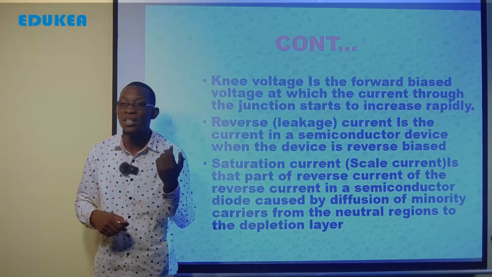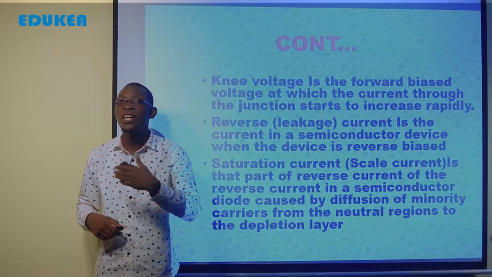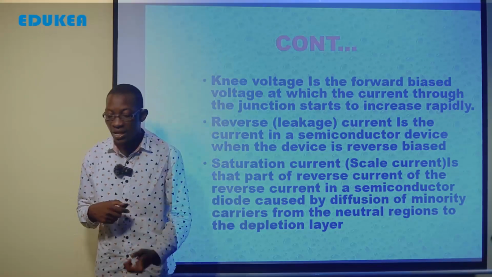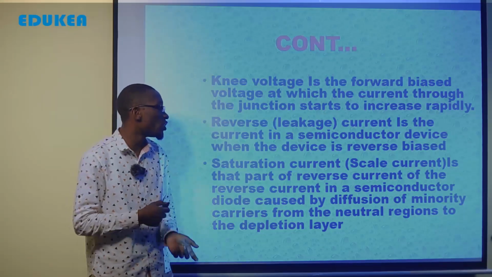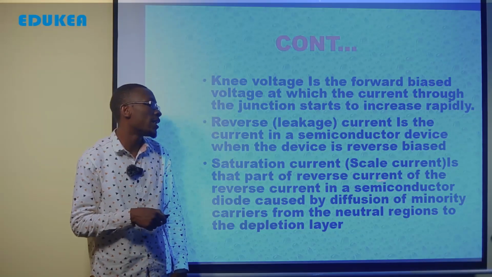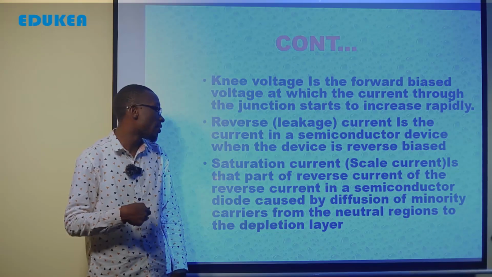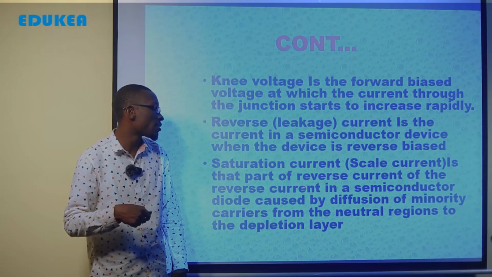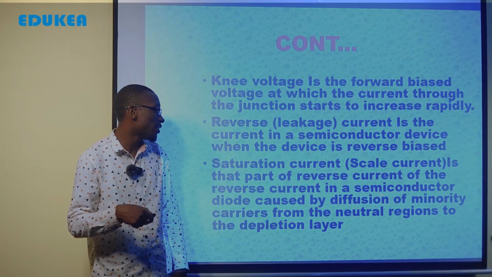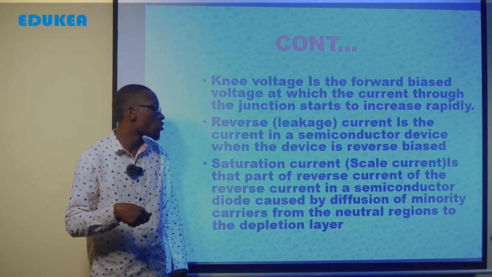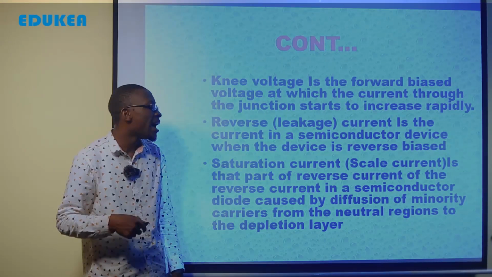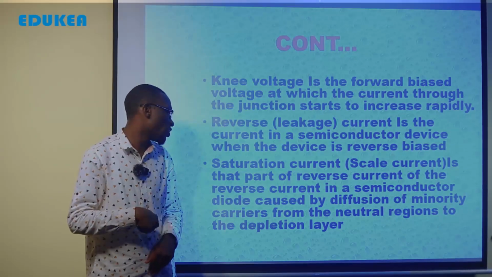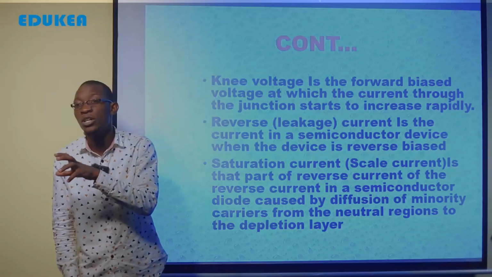So kuna kitu kinaitwa saturation current. Saturated current or saturation current ni nini? Tunasema au sometimes wanaita scale current. Tunasema is that part of reverse current, kwamba ni kisehemu kidogo cha reverse current in a semiconductor diode caused by diffusion of minority carrier, ambayo inasababishwa na ile diffusion ya minority carrier from the neutral regions to the depletion layer. So in the neutral region kwenda kwenye depletion layer. So these small parts of current ambayo inapita pale is what we call saturation current.